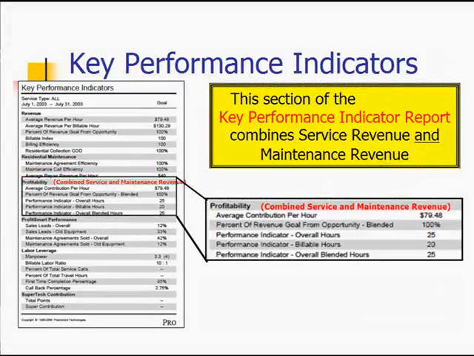We're now moving into the third section of the Key Performance Indicator report. Again, the first section was on revenue, and that dealt with only demand service revenue. The second section dealt with residential maintenance, only the items having to do with our residential maintenance agreements. This third section we're looking at is entitled Profitability, and this combines the service and the maintenance revenue for the company.